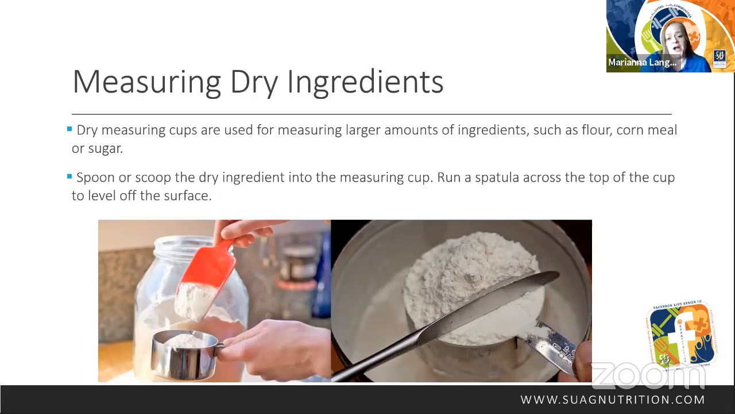Spoon or scoop the dry ingredient into the measuring cup. Then run a spatula across the top of the cup to level off your surfaces.